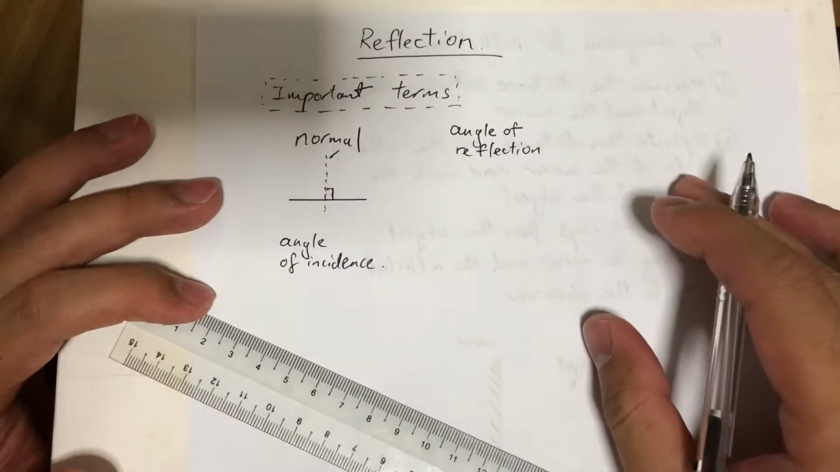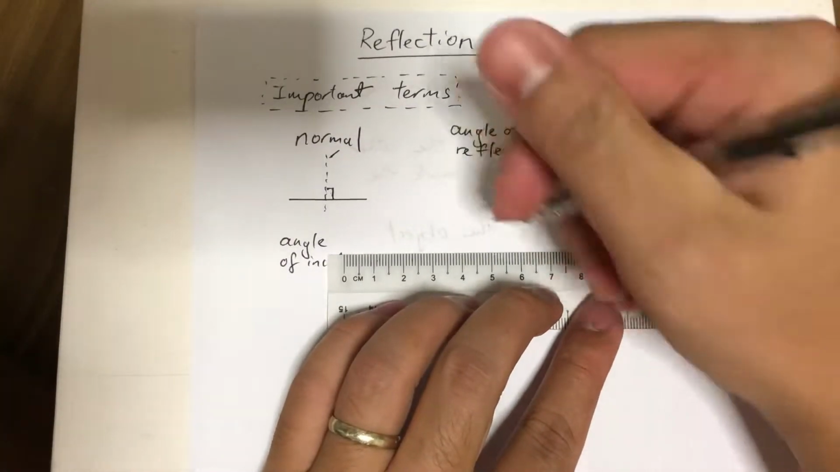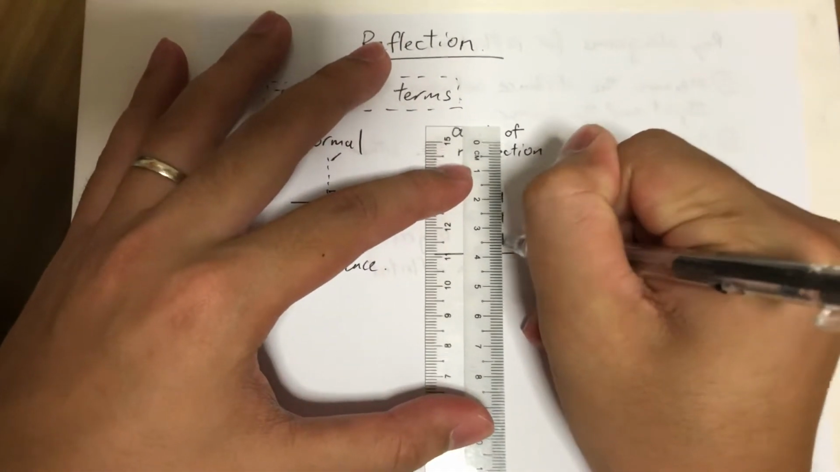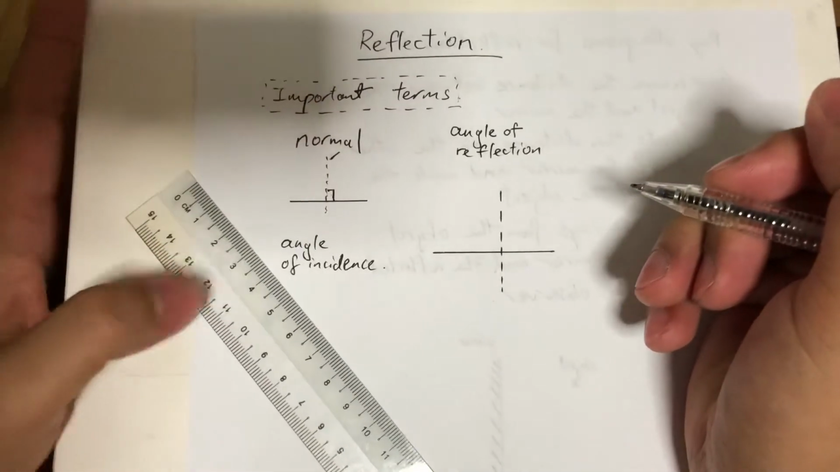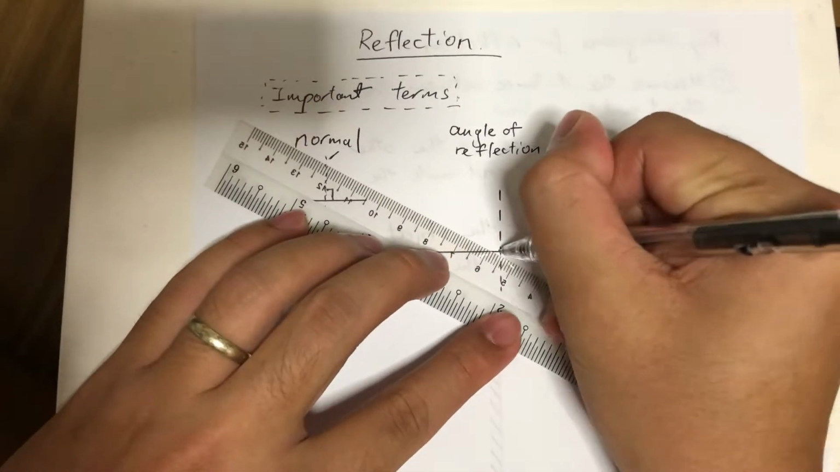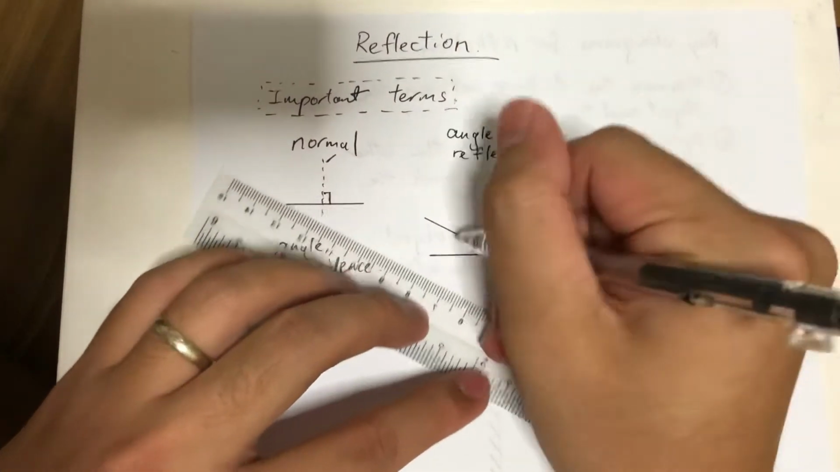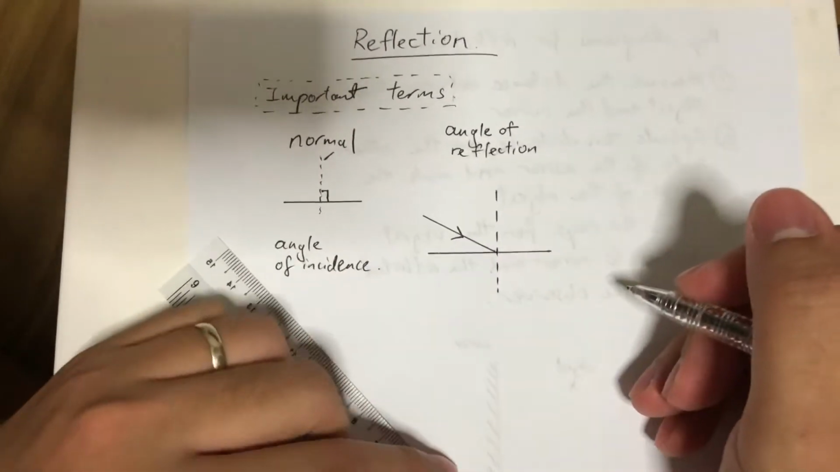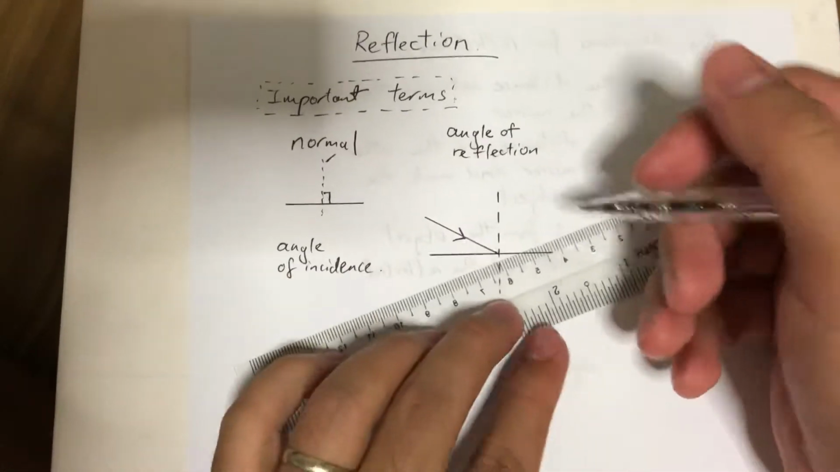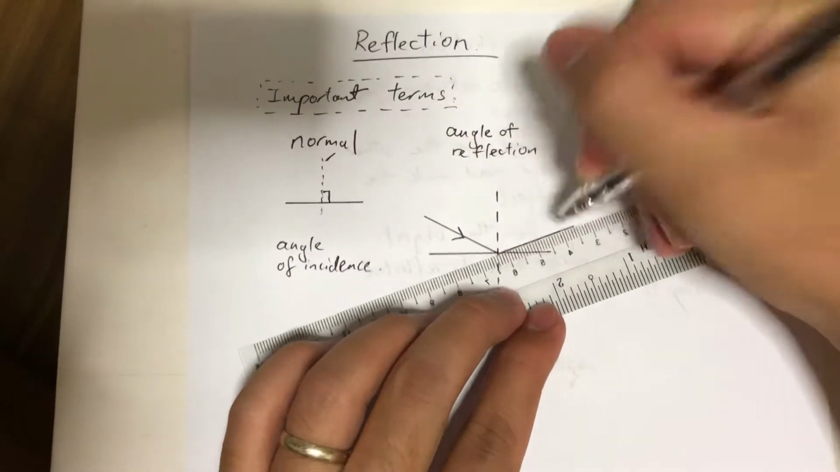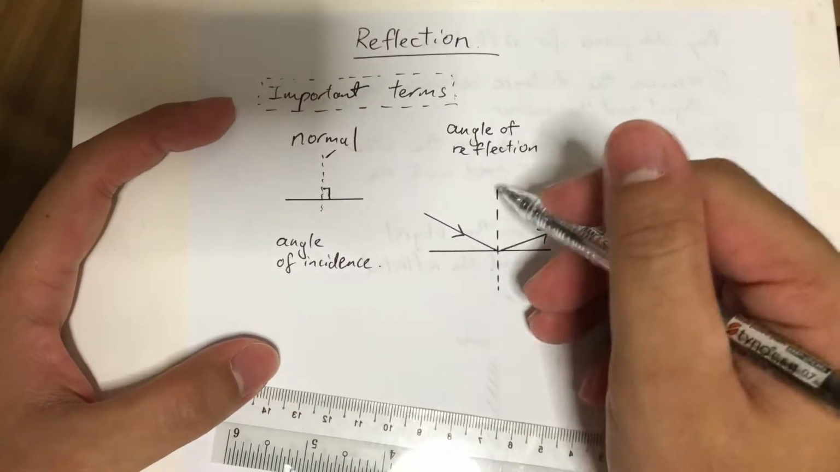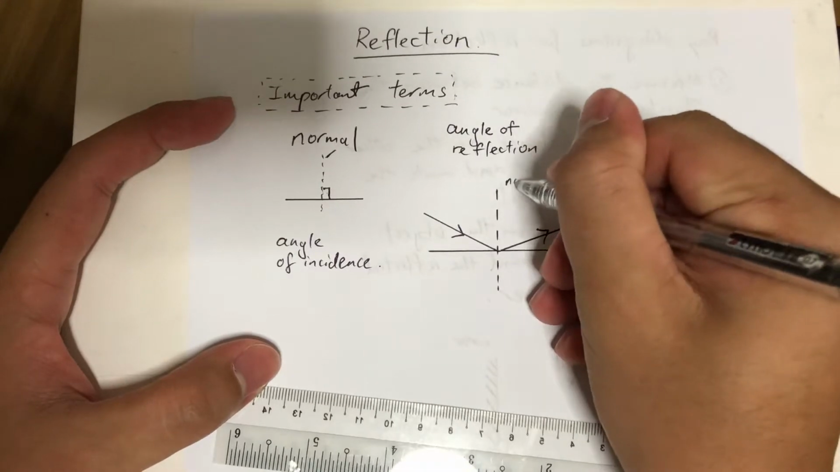When we talk about reflection, it's important to note that the light ray will be reflected off the surface. This is something that we are very familiar with, because we know that the light ray comes into the surface, and when it does, it gets reflected off the surface. So, like what I've drawn here, I've drawn the normal.